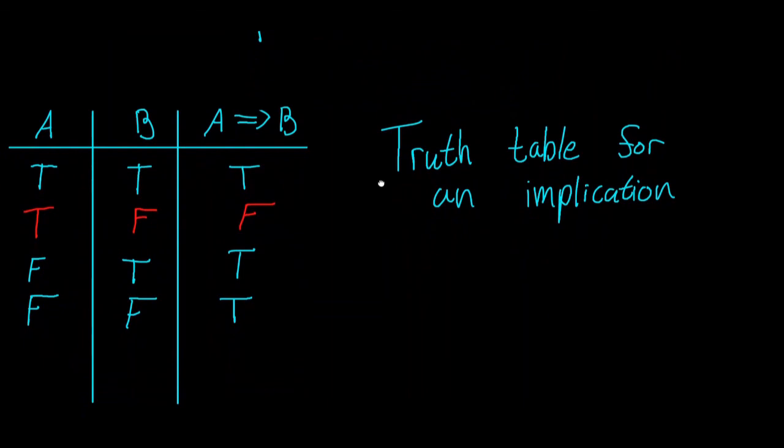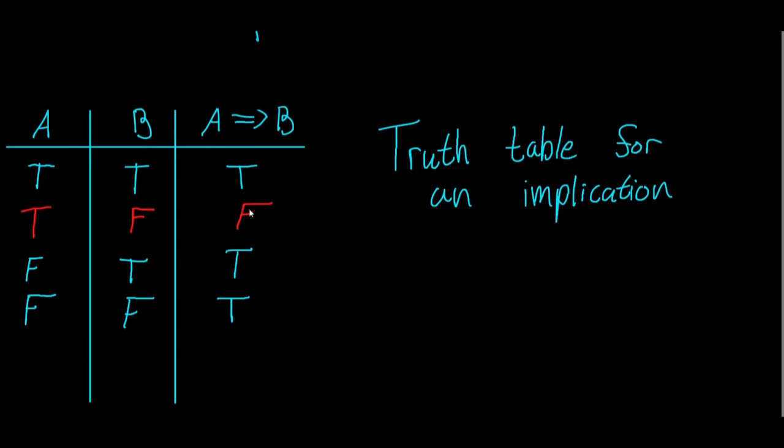So here's the truth table for all implications. The implication is true no matter what, unless the hypothesis, the A statement, and the conclusion have a truth value of true and false, respectively. That is, if A is true and B is false. In all other scenarios, this implication is true. And again, this truth table applies to all implications.